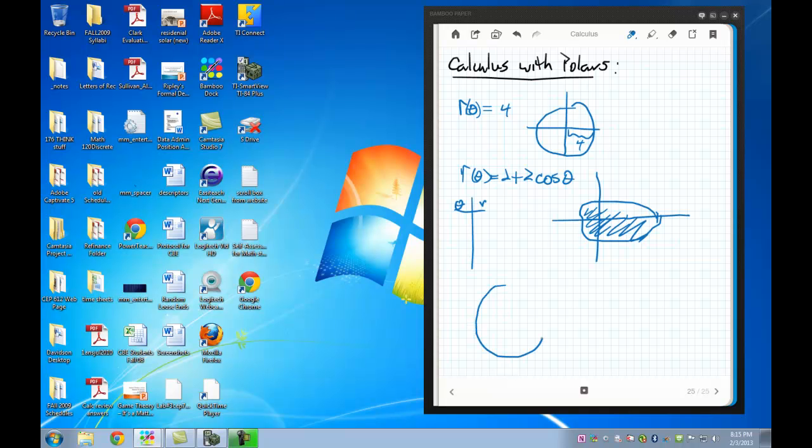Do you remember there was something called a sector? A sector was just a pizza slice. It was all this in here. Let's say that we've got a central angle of theta and a radius of r. If I want the area of that sector, it was 1/2 r squared theta. That's straight out of your pre-calculus book. Now, we're going to use that idea.